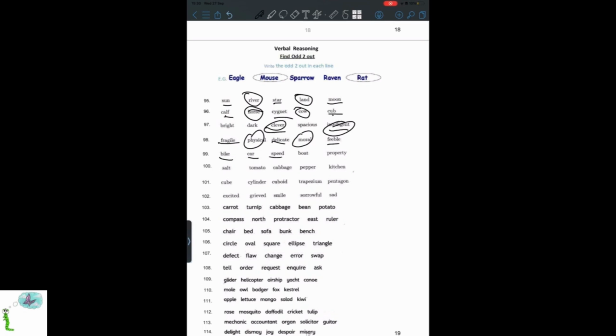Bike, car, speed, boat, property. So bike, car, and boat are all vehicles, so it's going to be these two.